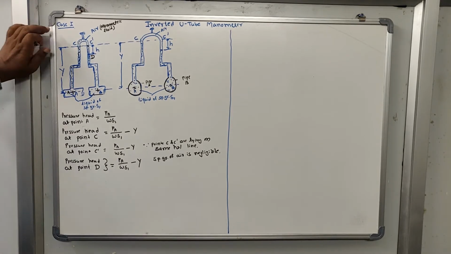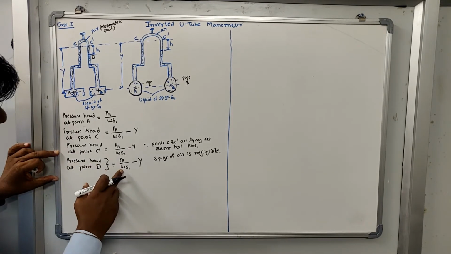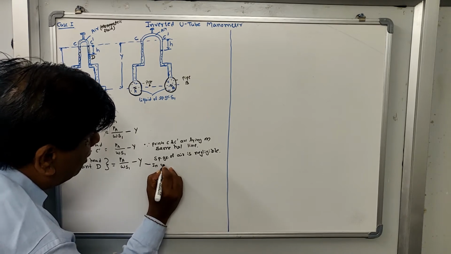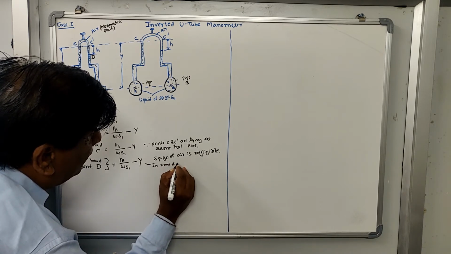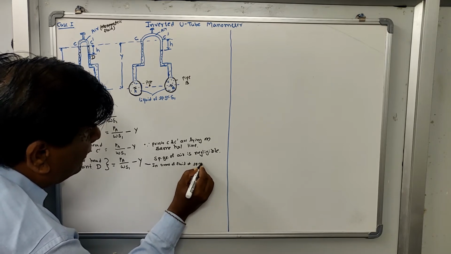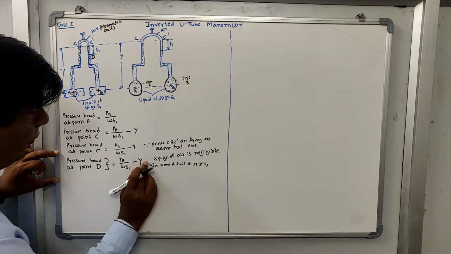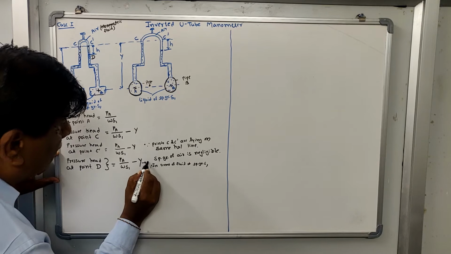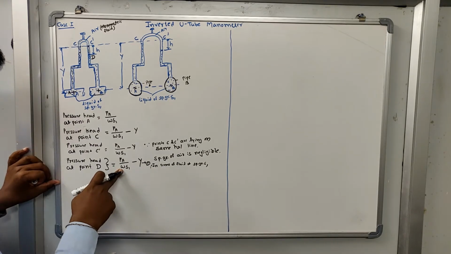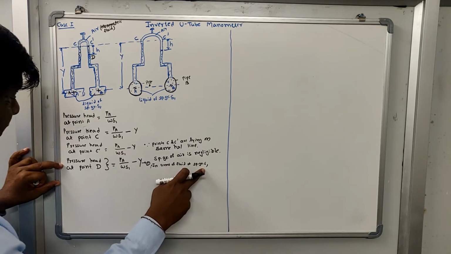Okay, now this pressure head at point D is in terms of fluid of specific gravity S1. Okay, this is the equation, or you can call it equation 1. This equation 1 is the pressure head equation or gauge equation in terms of fluid of specific gravity S1.